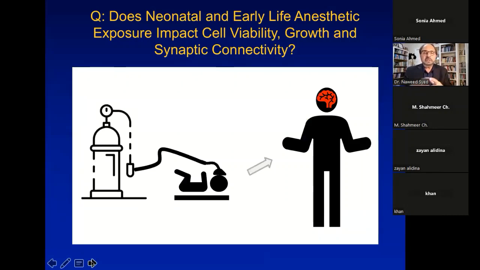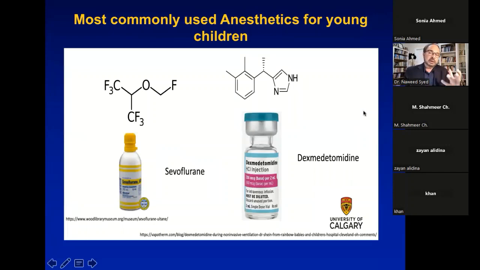So the idea really is that if a young baby or a young child is exposed to anesthetic, even for repairing congenital heart problems, other defects or abnormalities that they may have, they are exposed to anesthetics during early stages, and these anesthetics block the activity which is a prerequisite for connectivity. What happens to the adult brain when these kids actually are grown up?